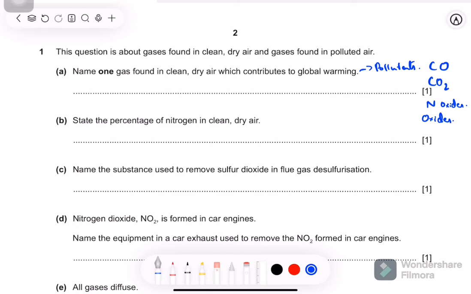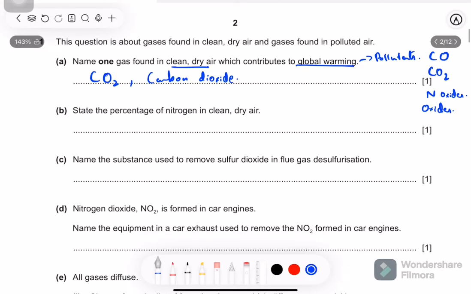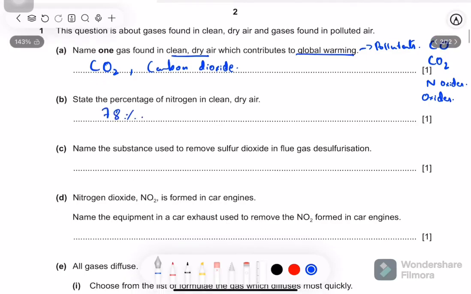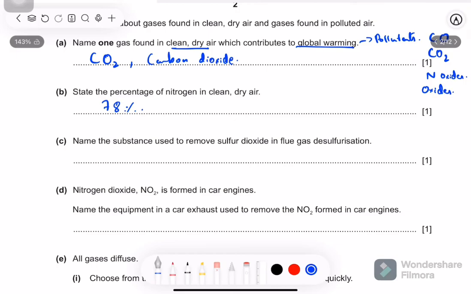So the first one is, name one gas found in clean dry air which contributes to global warming. Now we know which is this gas. It is carbon dioxide. We can write the formula or the full name: carbon dioxide, which contributes to global warming. Next is also pure theory. You just have to remember this. The percentage of nitrogen in clean dry air is 78%. Name the substance used to remove sulfur dioxide in flue gas desulfurization.